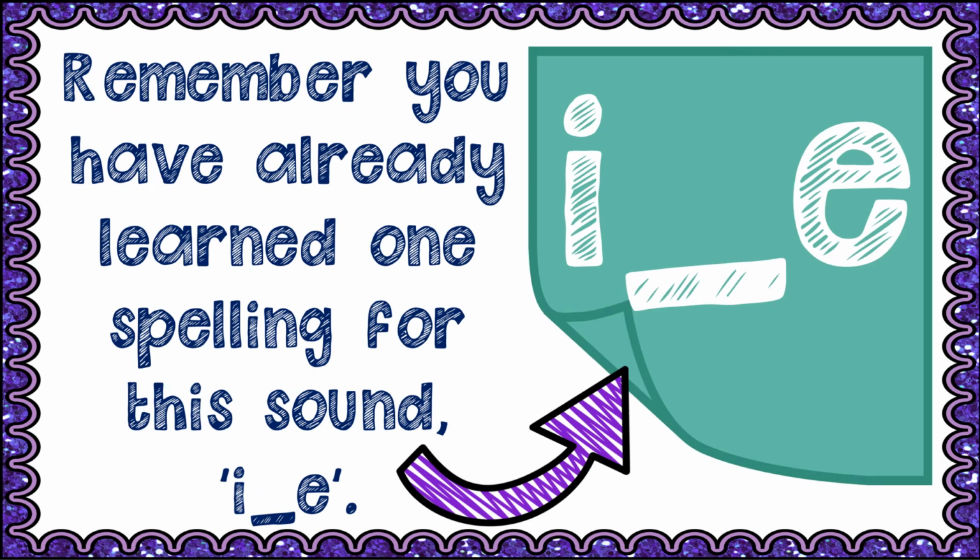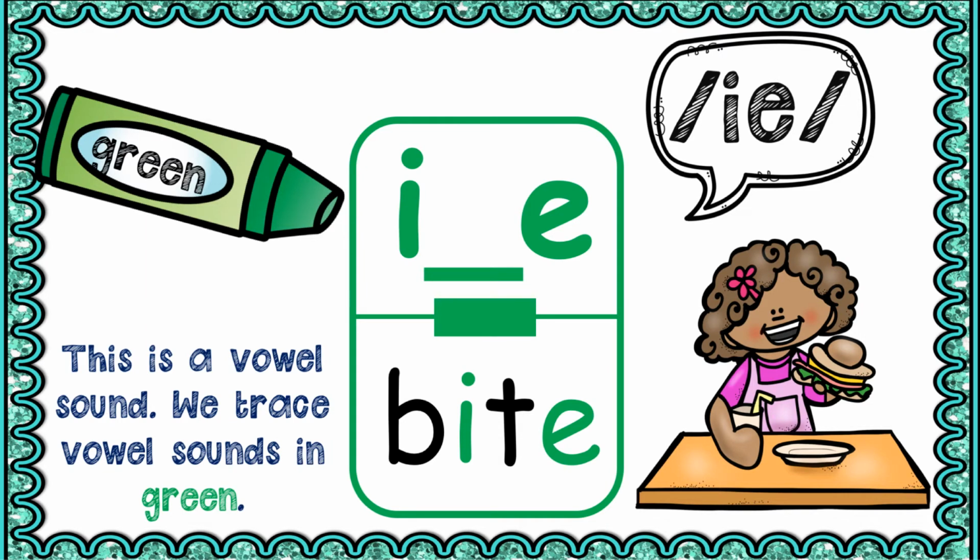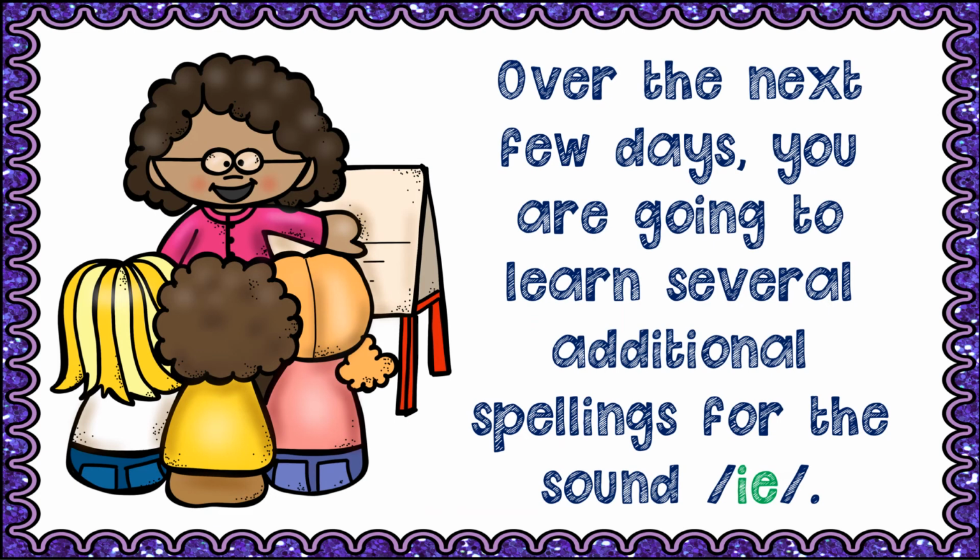Remember, you've already learned one spelling for this, which is the I sneaky E. So it's I consonant E, which is magic E. Like in bite, you see your I consonant E. So you're going to see several of these on the sheet that you're about to do. Now over the next few days we're going to learn several different spellings for the I sound.